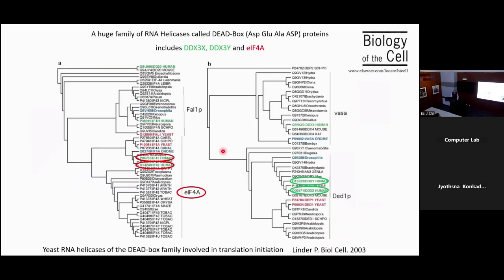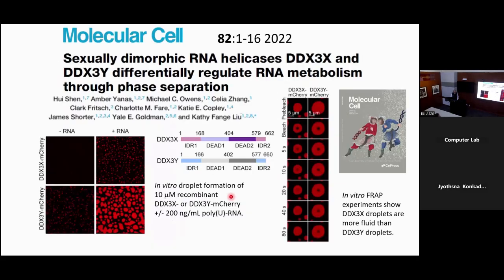All right, here's part of the family of these DEAD-box proteins. Here's DDX3X and Y, and this is another one which I'm going to talk about later, which is involved in initiation of protein synthesis and also unraveling secondary structure in the messenger RNA. So first we're going to start with the DDX3X proteins, and I'll tell you something about them.